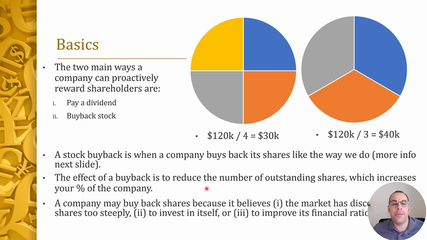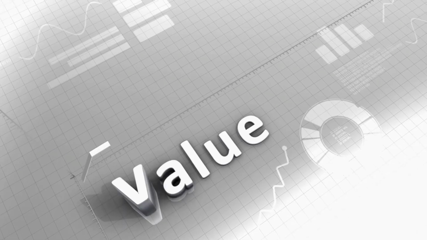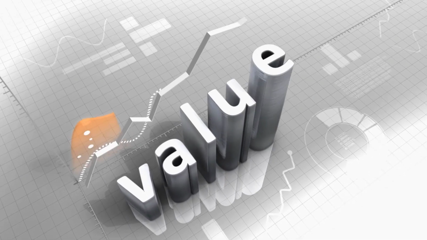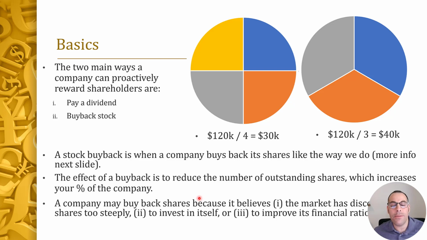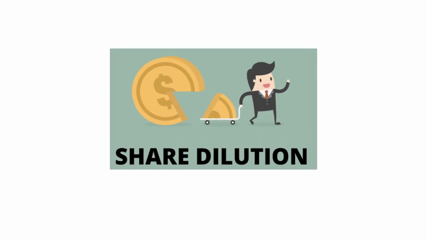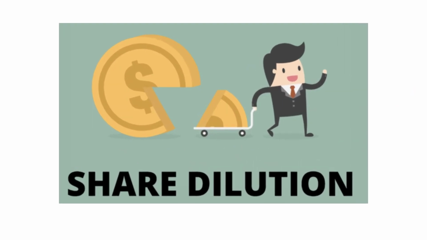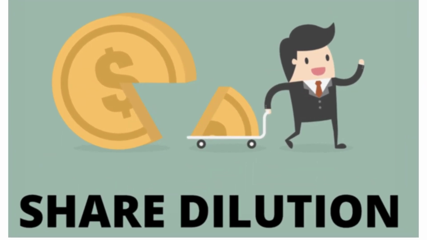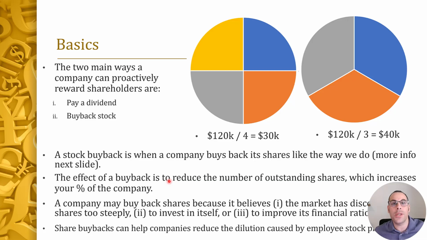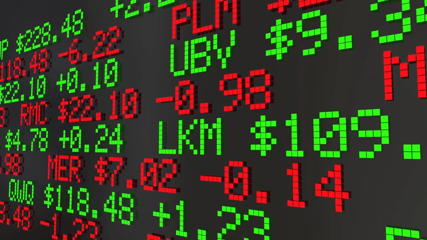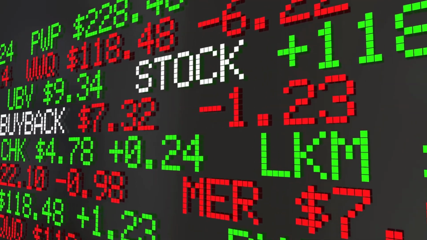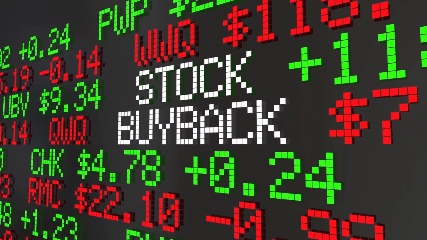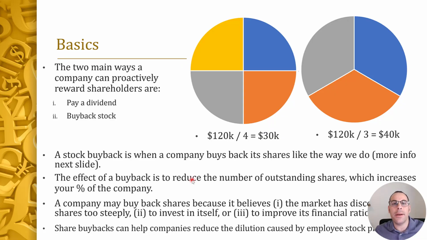There could be lots of different reasons a company buys back its own stock. Maybe they think the market has discounted the stock so much, they think it's a great value, and they want to invest in themselves or improve their ratios. And share buybacks are a great way to mitigate dilution. Sometimes companies offer lots of stock options to their employees, which dilutes the shareholders. So to try to fix this, the company buys back its own stock, which reduces the shares. And we have a whole slide on dilution later, so we'll talk about it in more detail.